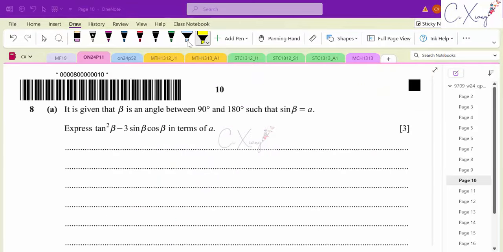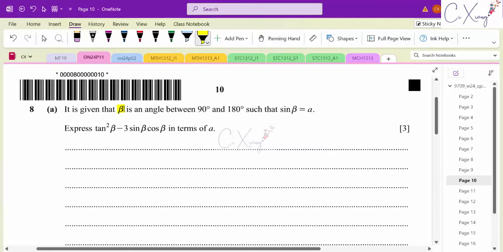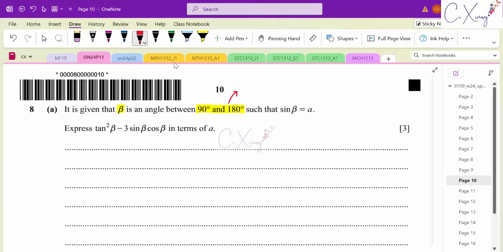Now we are at question number 8. It is given that beta is an angle between 90 degrees and 180 degrees. When you see this, you should know that the angle beta belongs to the second quadrant, because from 90 to 180 it belongs to the second quadrant, and we call it an obtuse angle. And now they tell us that sine beta equals A.